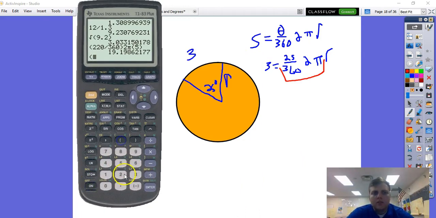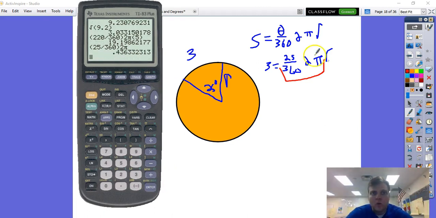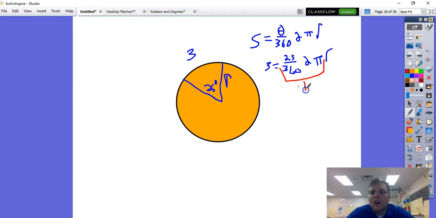So, pull out your handy dandy calculator. Type in 25 over 360. Okay, and then multiply by 2 times pi. Alright, so that's going to give me a number. Alright, 0.436. So I can change all these 3 numbers just to being 0.436 and then still times R. 3 equals this. Now, what would I need to do to finish off for R? Divide both sides by 0.436.